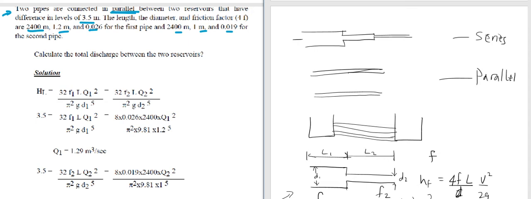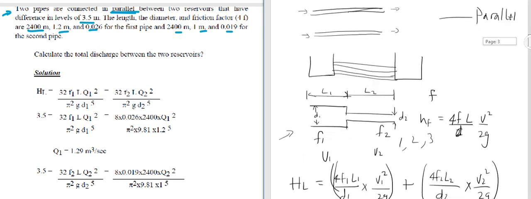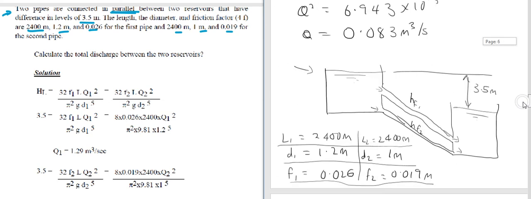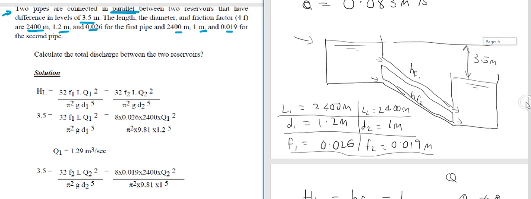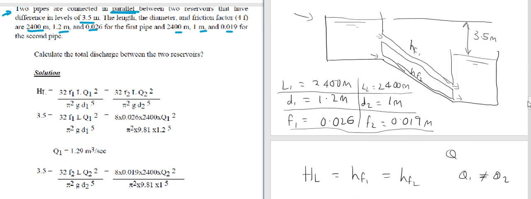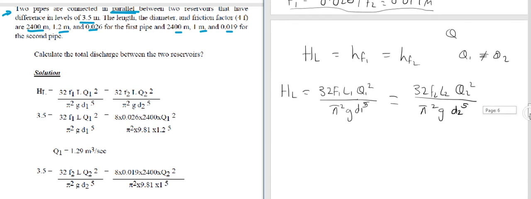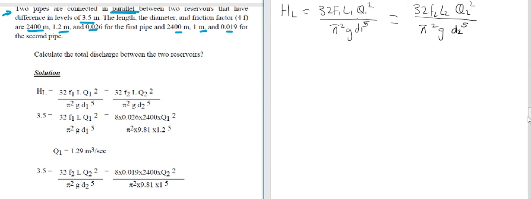So in series, the discharge here is the same as the discharge here, but in parallel the discharge here is the same as the discharge here, but it's not the same as the discharge in the second pipe. So the discharge is independent to the pipe, and we note that the diameters of the two pipes are different. That means that their velocities will also be different. So now this is our formula, and now let's go forward.